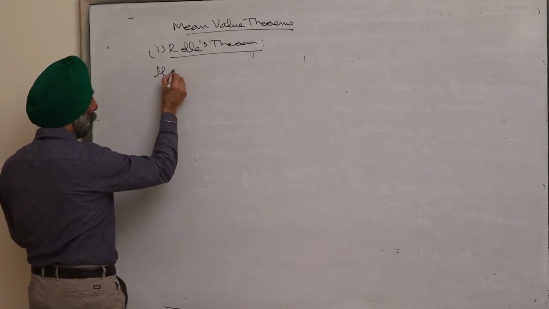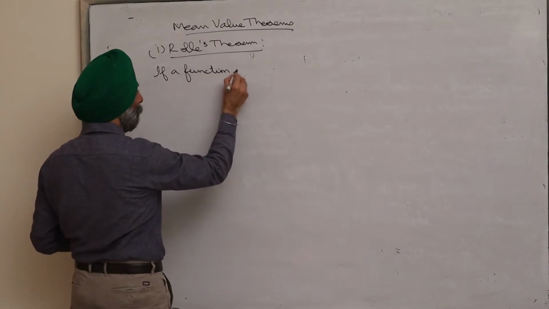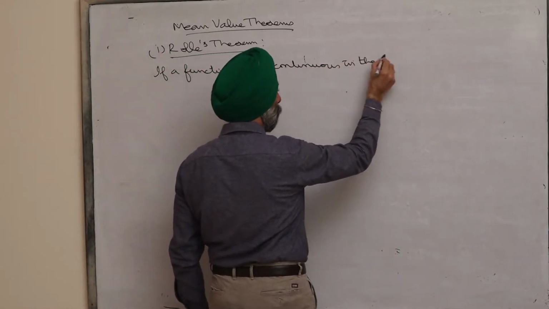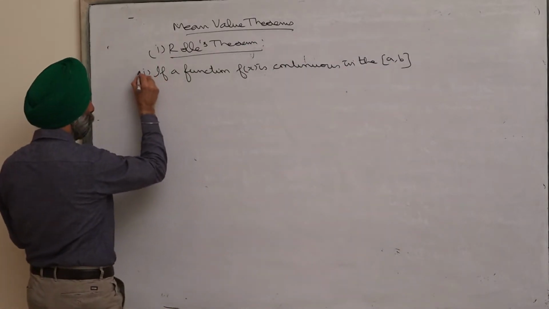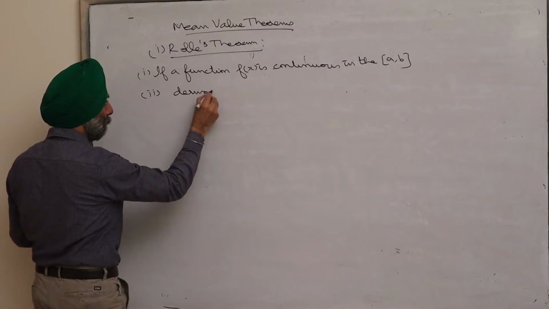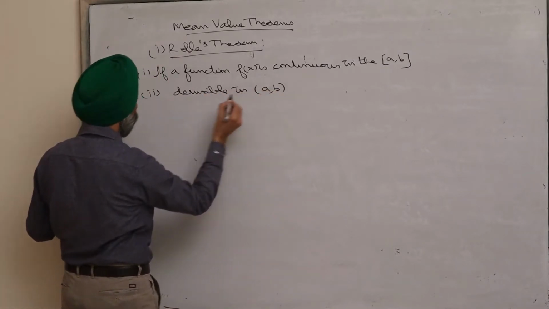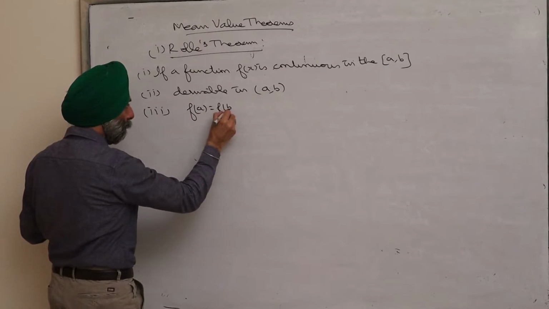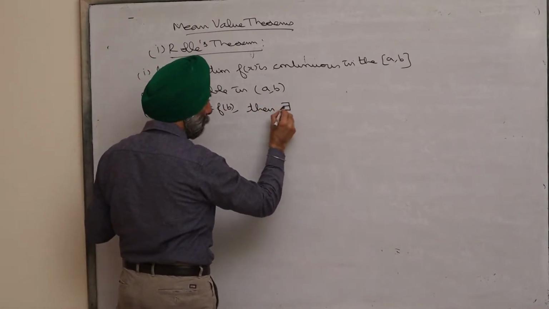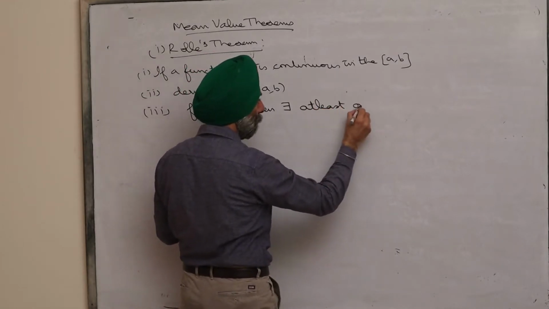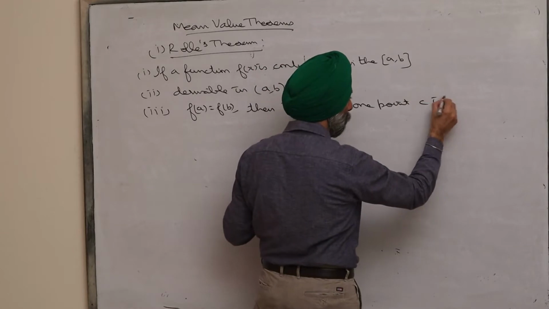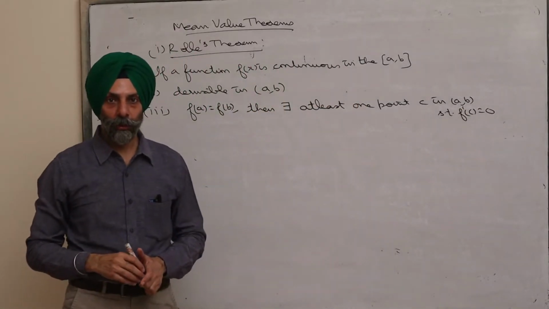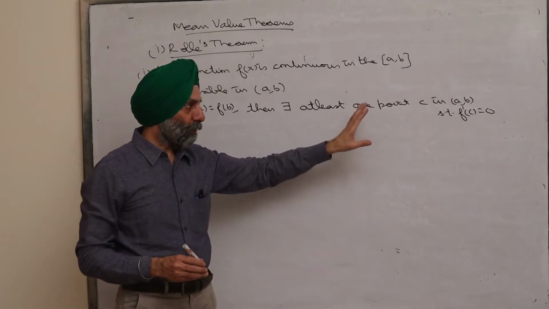Now if a function f(x) is continuous in the closed interval [a, b], this is the first point, derivable in the open interval (a, b), second point, and third point, f(a) is equal to f(b), then there exists at least one point c in the open interval (a, b) such that f dash c is equal to 0. That is, there exists at least one point c in the open interval (a, b) such that f'(c) equals 0.